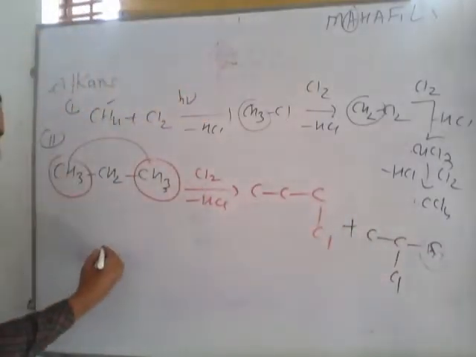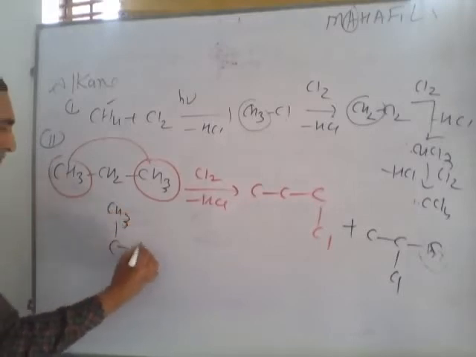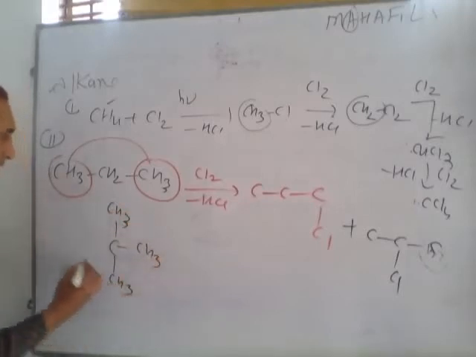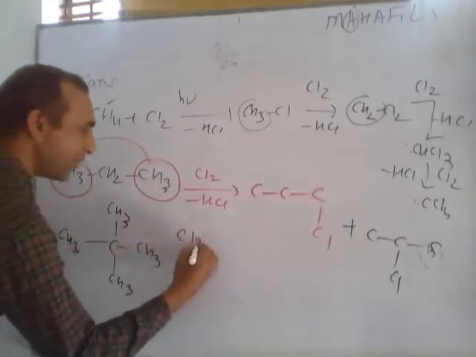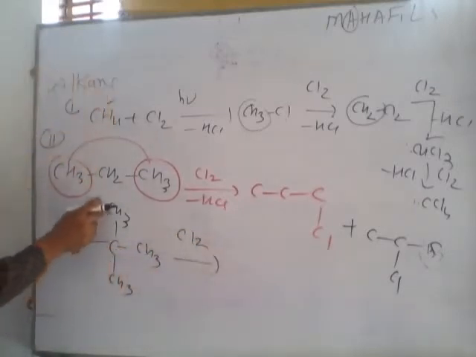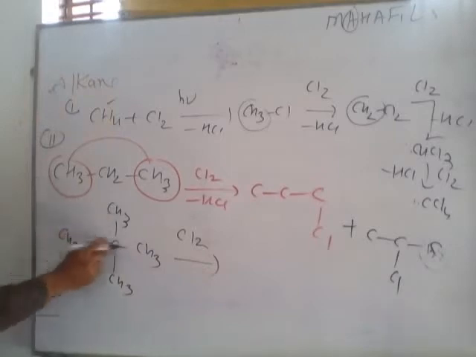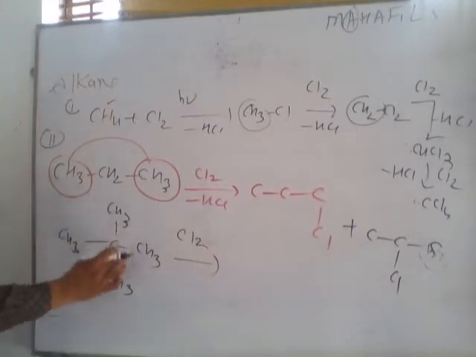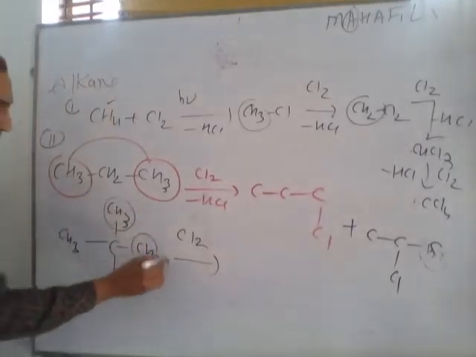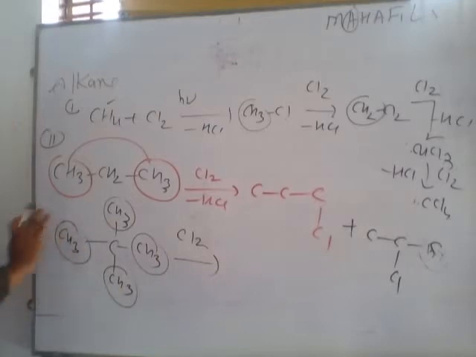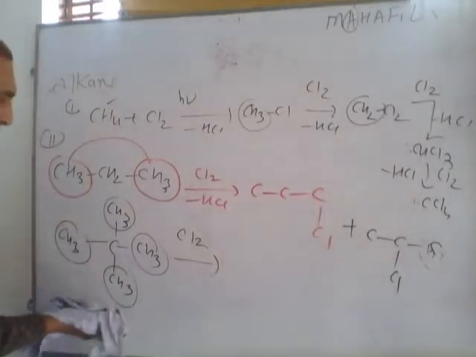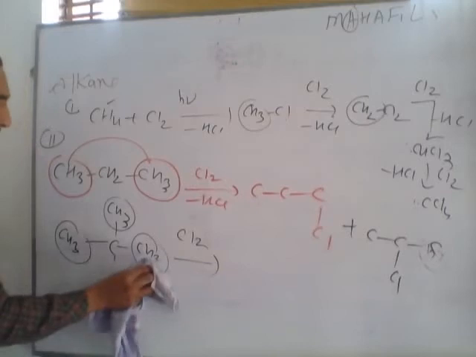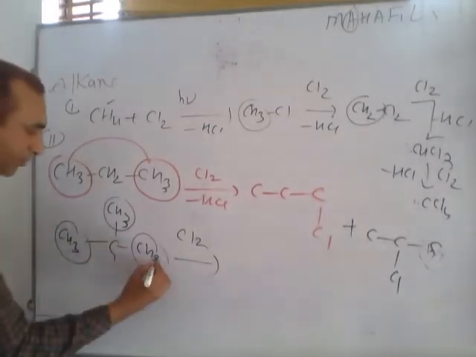Work for you. If chlorine reacts with this compound, can you guess the name of this compound? This is 2,2-dimethylpropane, otherwise this is neopentane. So in neopentane, all these 12 hydrogens are equivalent. So after the reaction, only one product will form. Can you guess how many products will form in this compound?